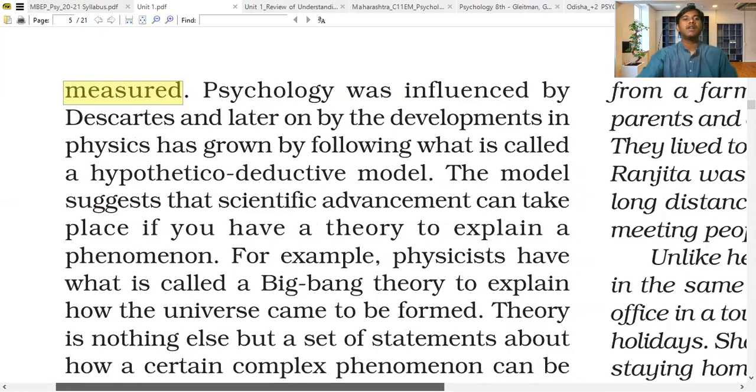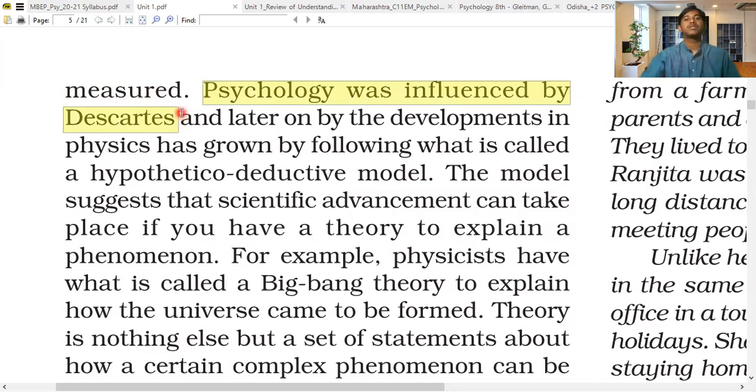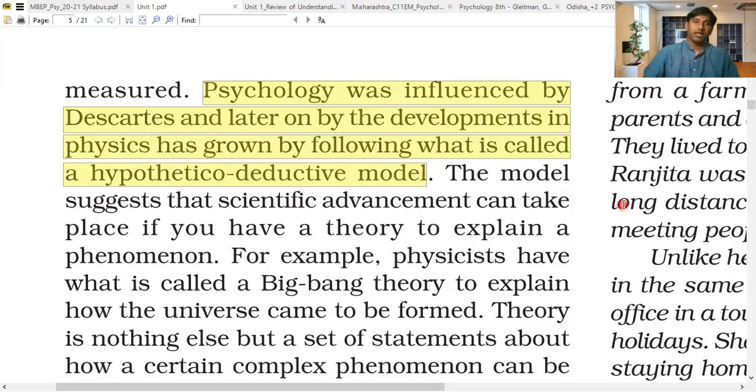Psychology was influenced by Rene Descartes, who was one of the greatest early influences in psychology, and later by developments in physics, and has grown by following what is called a hypothetico-deductive model. The hypothetico-deductive model is like deducing the facts. Take the Pythagoras theorem as our example. There are three sides, and using these three sides you are calculating distance. You are breaking the formula into bits and pieces. In the hypothetico-deductive model, you take a hypothesis and start digging down into it, deducing that hypothesis to its roots so that you can understand the facts.